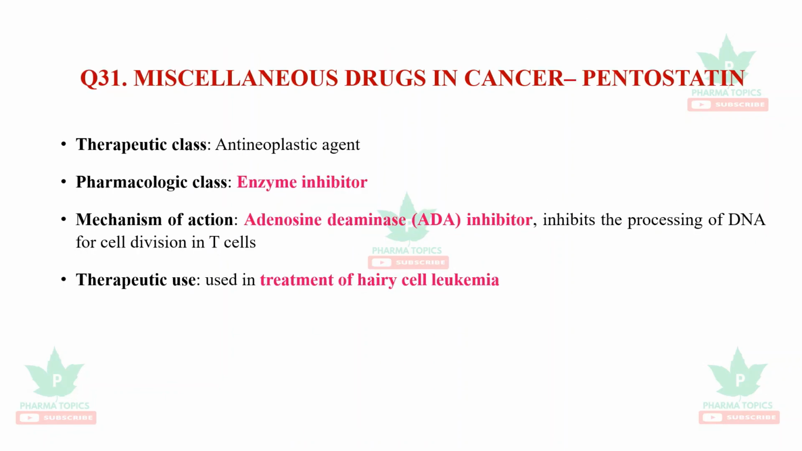Question number 31 is pentostatin. It is a short note on pentostatin. It's an enzyme inhibitor used as an antineoplastic agent. It inhibits the enzyme adenosine deaminase, inhibits the processing of DNA for cell division in the T cell tumors, used in treatment of hairy cell leukemia.